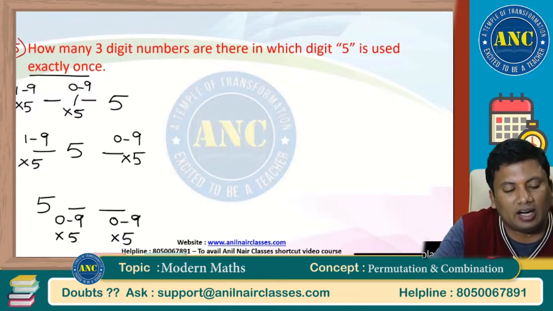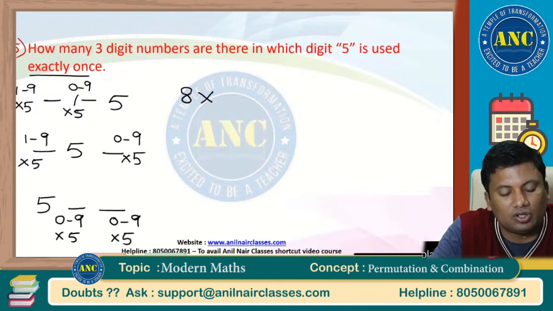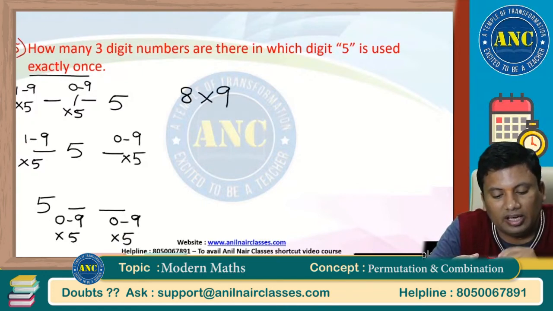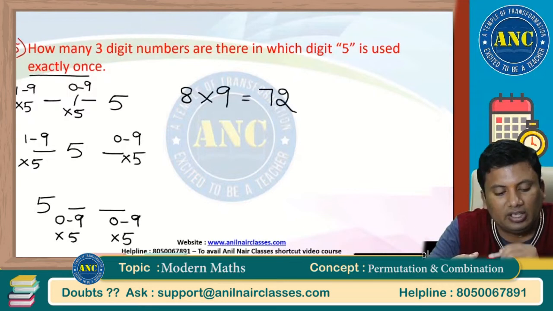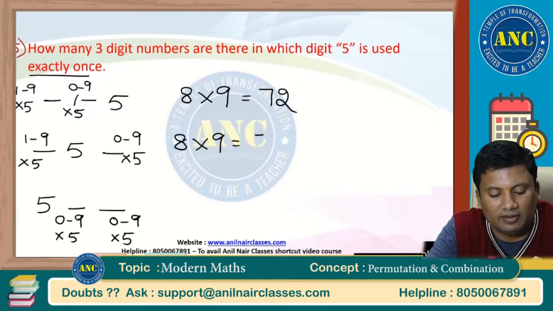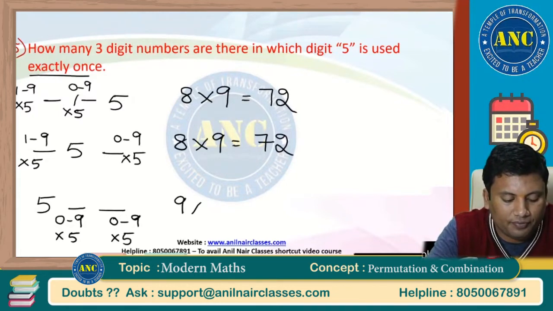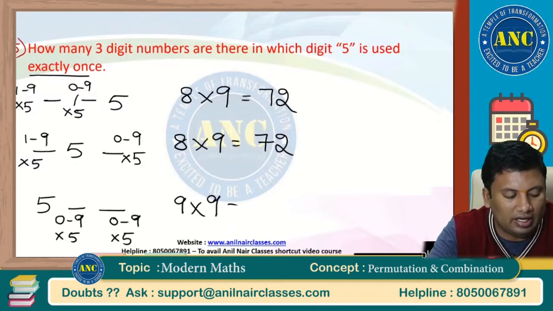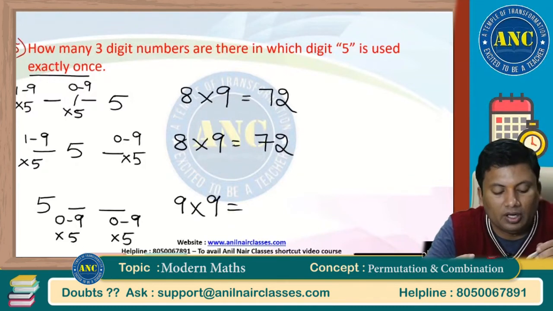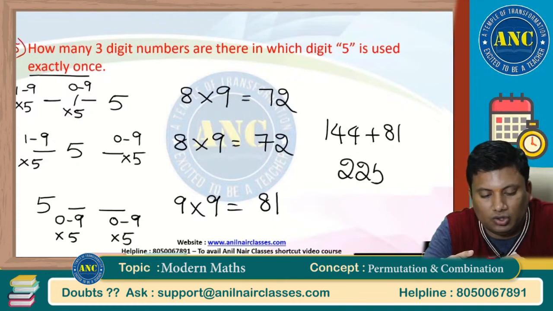1 to 9 has 9 numbers, and without 5 it is 8. 0 to 9 has 10, and without 5 it is 9. So 8 into 9, which is 72. Likewise 8 into 9 is 72 again. And 9 into 9 is 81. So the answer for this question is 144 plus 81, which is 225.